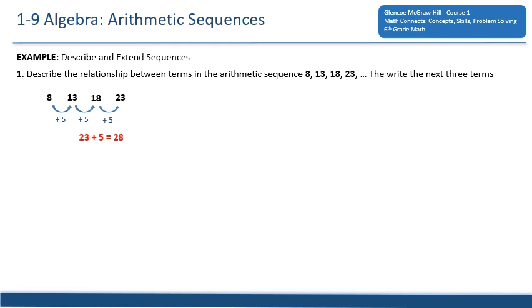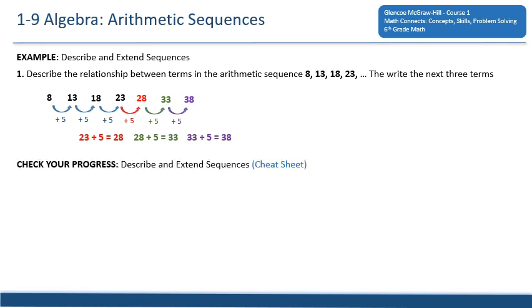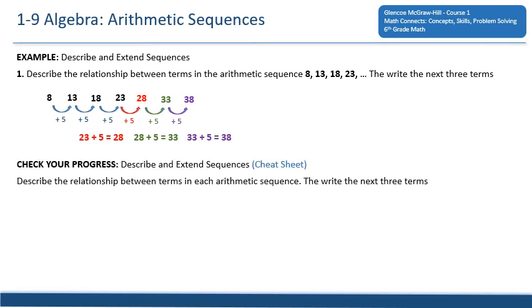So 23 plus 5 is 28, and 28 plus 5 is 33. So those are the next 2 terms, and then we'll find the third, which is 33 plus 5 is 38. Check your progress. So describe the relationship in terms in an arithmetic sequence. Write the next 3 terms.